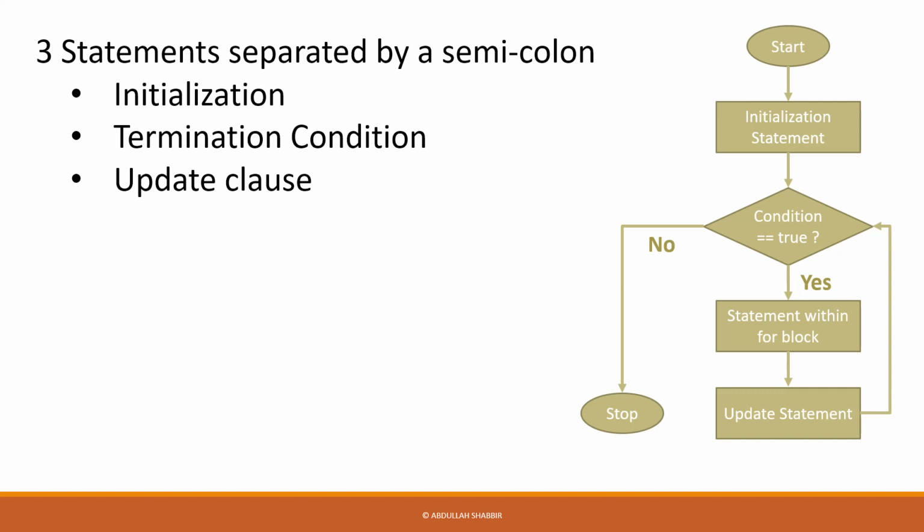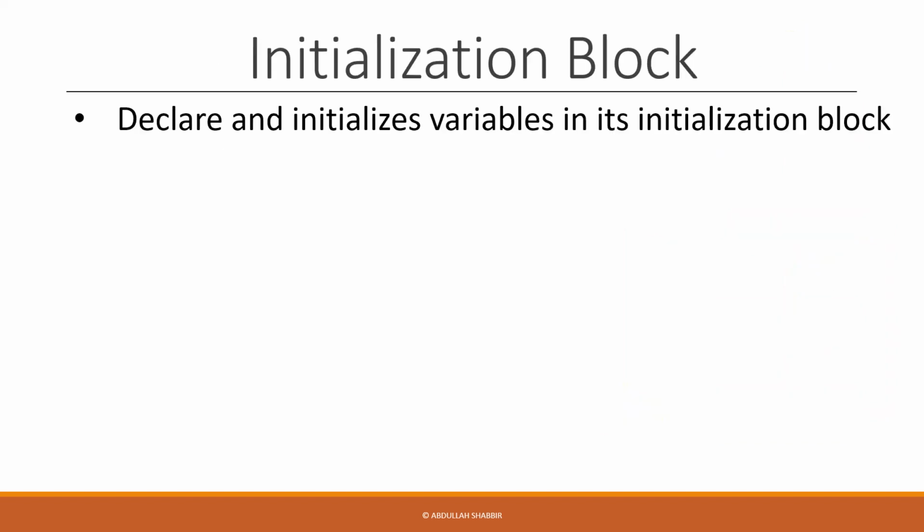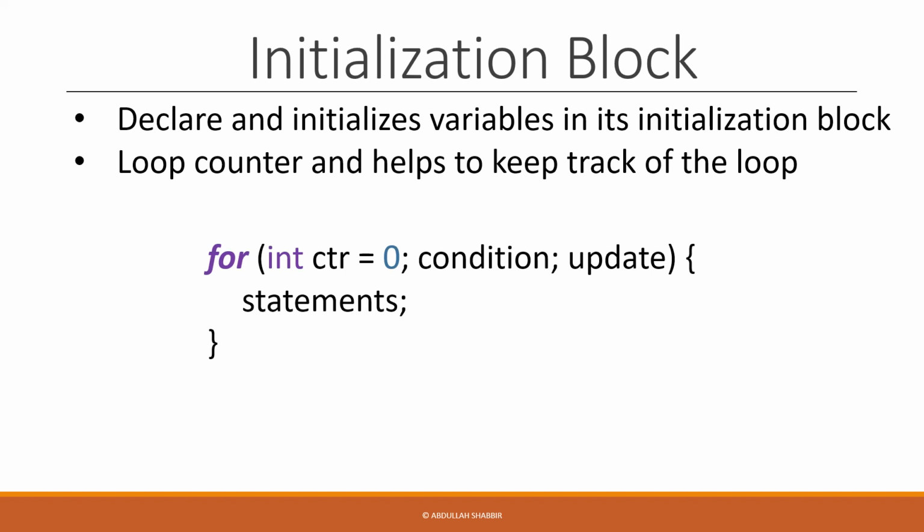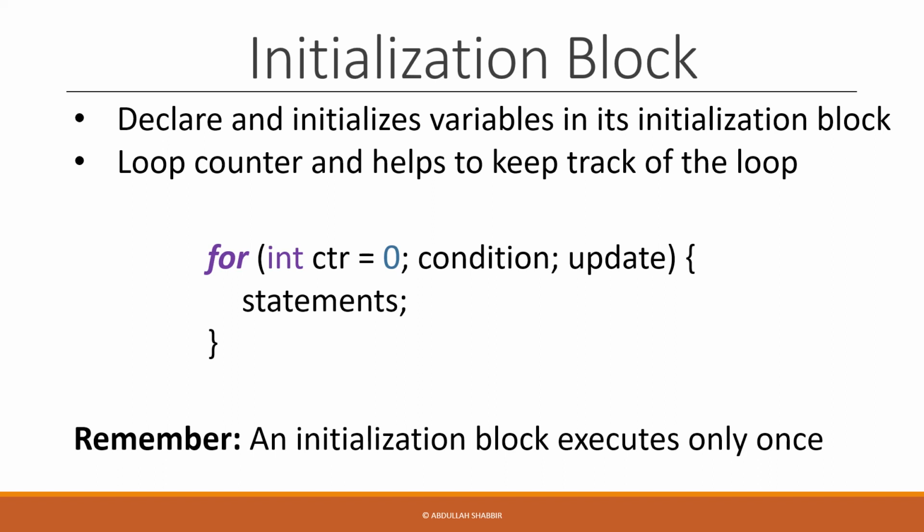Now that you have a better understanding of how a for loop runs, let's see what we can put in our initialization, condition, and update clause. The initialization block allows us to declare and initialize multiple variables. Think of this variable as your loop counter, which will keep track of how many times your loop has run already. This block looks something like this. Here I have declared an int variable called ctr, short for counter, and initialized it to 0. Remember that the initialization block only executes once.